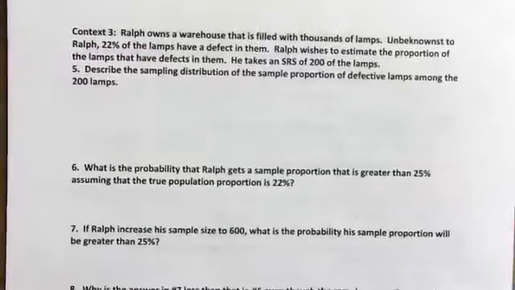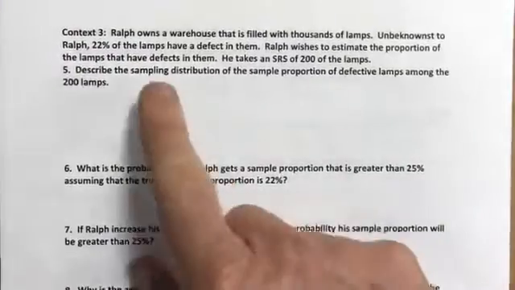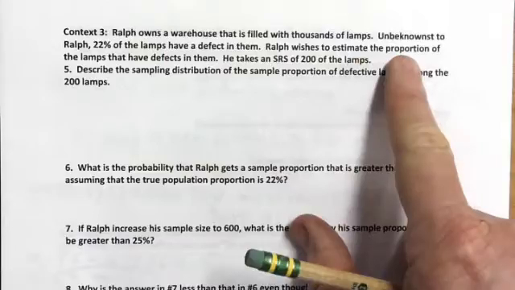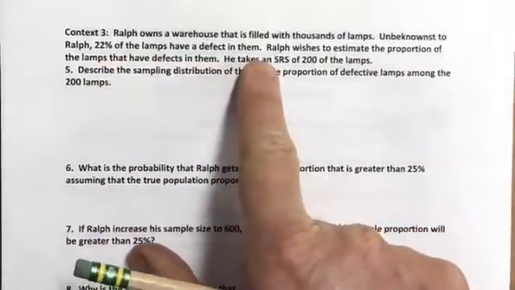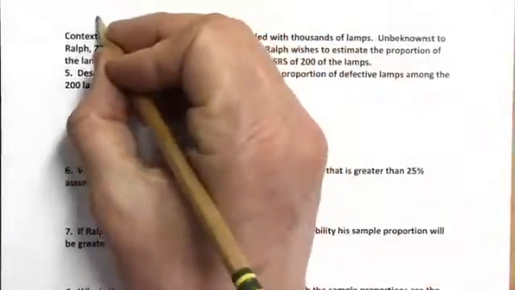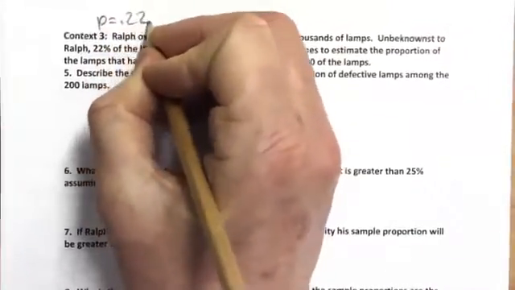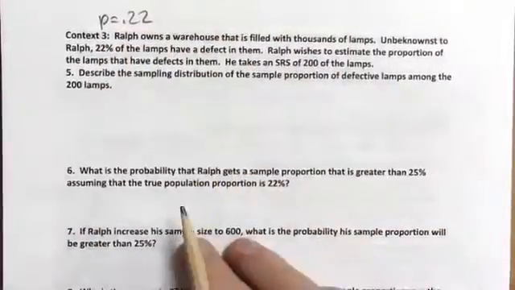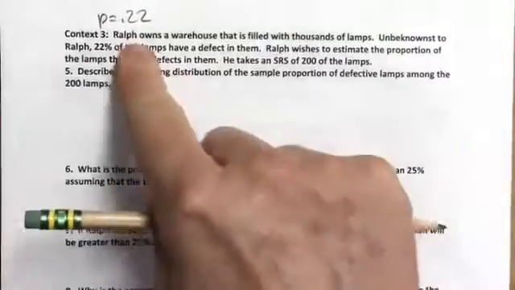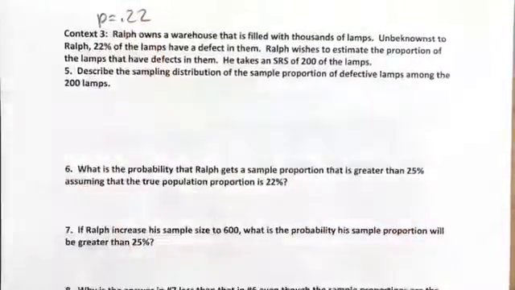All right, let's talk about Ralph and his warehouse that's filled with lamps. Unbeknownst to Ralph, 22% of the lamps have a defect in them. So that's our population value. That's our p. That's 0.22. That is our parameter. All right, Ralph wishes to estimate the proportion of lamps that have a defect in them. He doesn't know what it is, but he wants to estimate that.